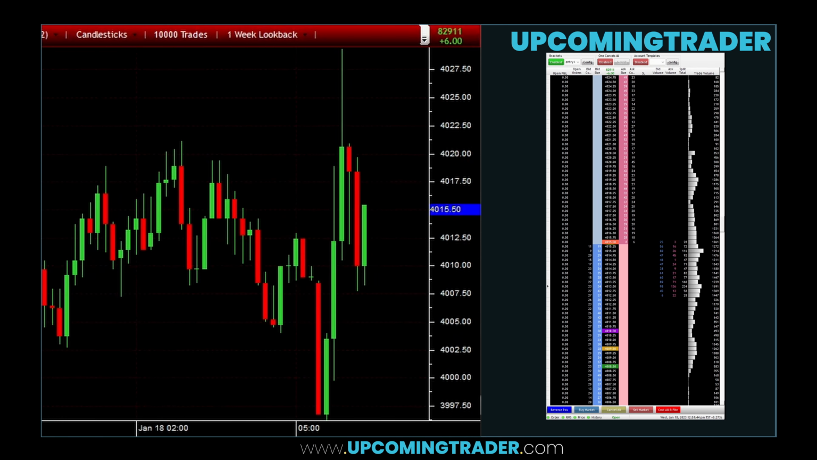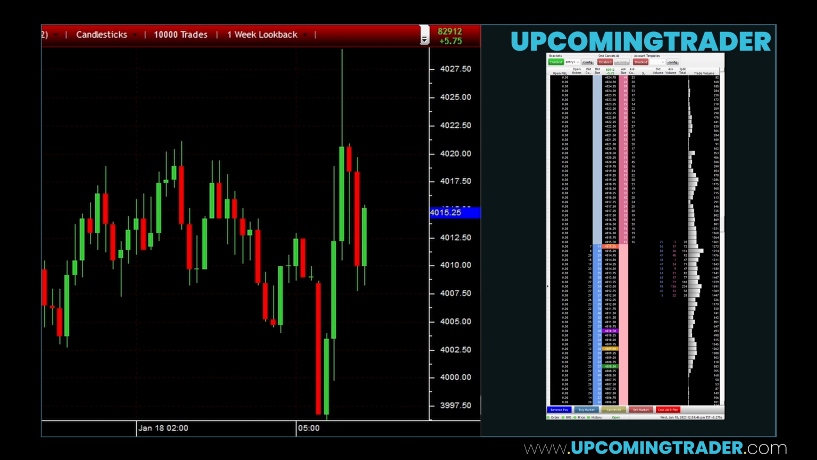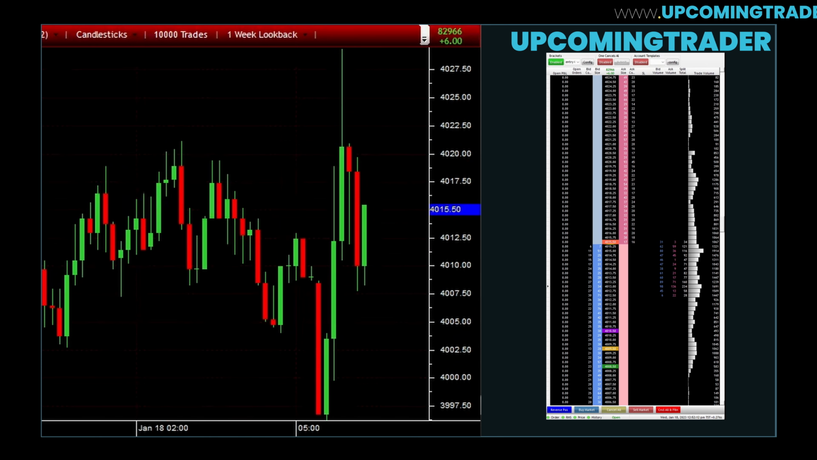On the other hand, the evening star is a bearish reversal pattern. It also consists of three candles, a long green candle, followed by a smaller bodied candle, and then a long red candle. This pattern indicates that an uptrend may be coming to an end, especially when confirmed with high volume at a resistance level.